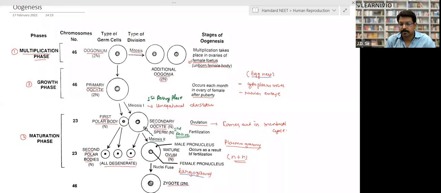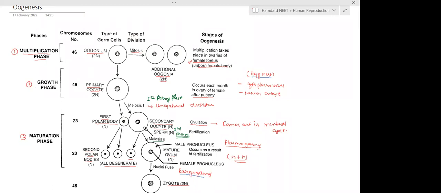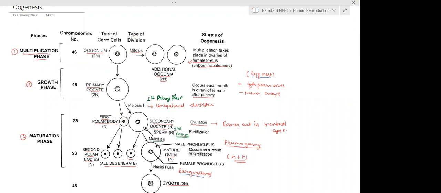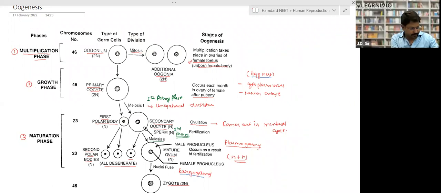It's a bit complex. Crystal clear, Aisha? Yes, sir, it's clear. Okay, so Aisha, take the screenshot, and leave the space in your notebook. After the class I expect that you will draw it as it is, and please put all the information which I have written down over here, right? And put the heading Oogenesis. Start writing down in Oogenesis.